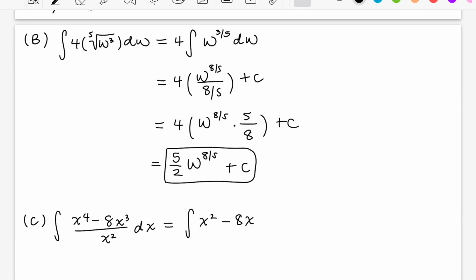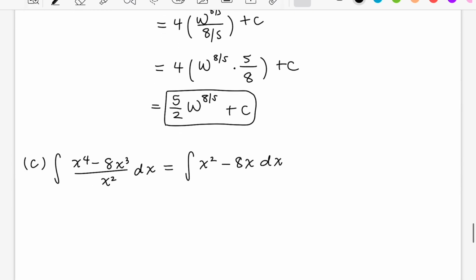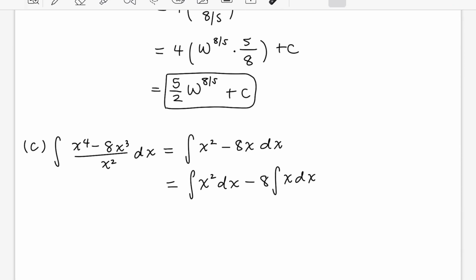minus 8x. Okay, so now we can take the integral of the difference of these functions by splitting them up. I'll also pull this 8 out in the front. And so we get that there. So then in this case, taking the integral of this, so it would be x to the 2 plus 1 over 2 plus 1. So x cubed over 3 plus c. And then here, our n is going to be 1, so it's going to be x to the 1 plus 1 over 1 plus 1.